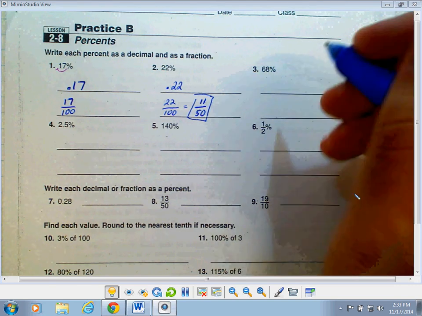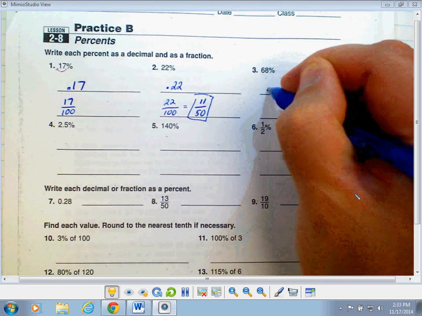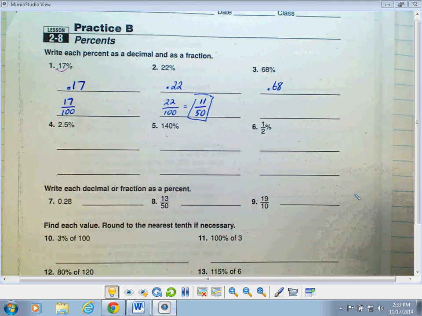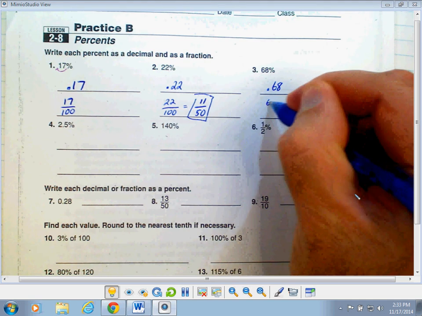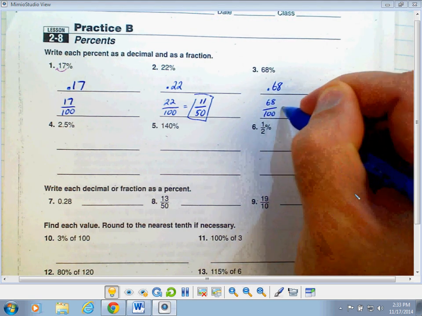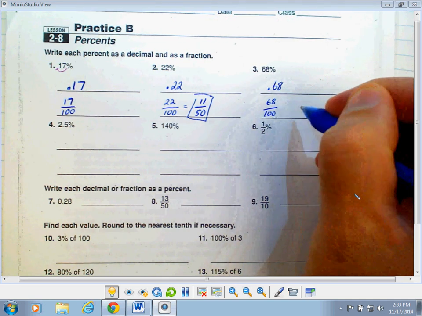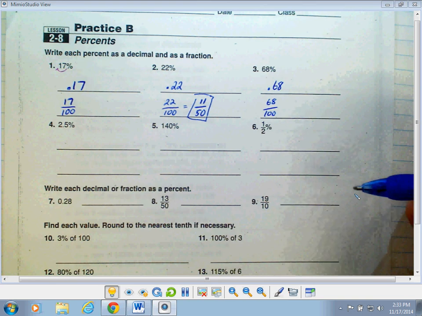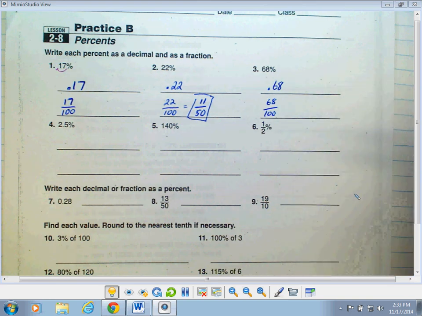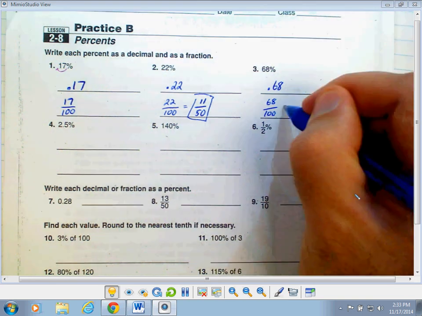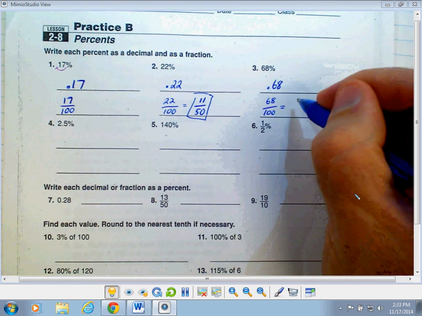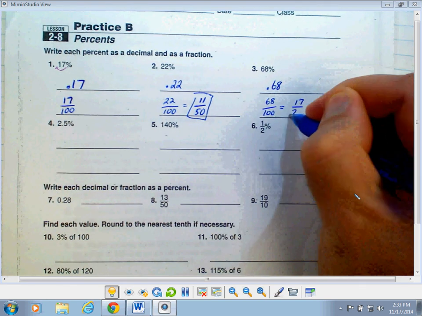And number 3, basically the same idea. It's 68 and it's turned into 0.68 as a decimal. And as a fraction, if you started out as 68 over 100, you find the biggest numbers that go into that. Well, if you tried 2, it would be 34 over 50, and if you tried 2 again, it would be 17 over 25. So the biggest number that goes into it is actually 4 into both, which makes it 17 over 25.